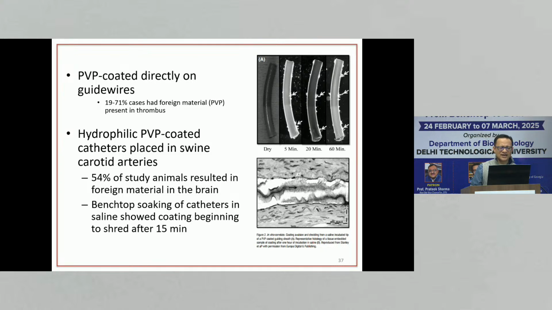With PVP coated guide wires and PVP coated catheters placed in swine arteries, 54% of the study animals resulted in foreign material in the brain. Portions of that coating detached and were found there, and they even saw that within 15 minutes of soaking the catheters in vitro, they started seeing shredding of that coating.